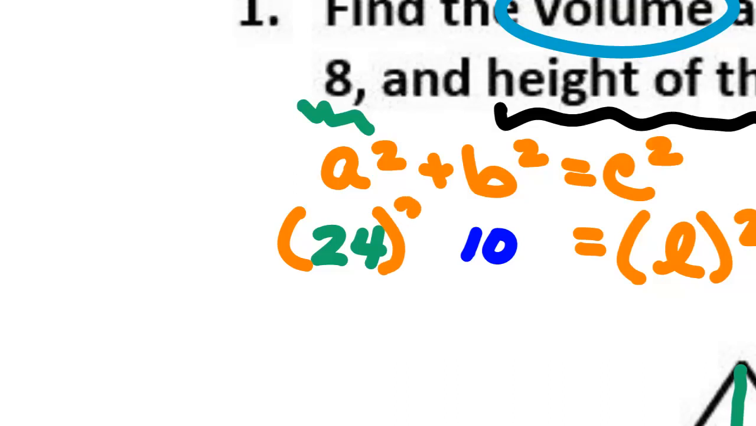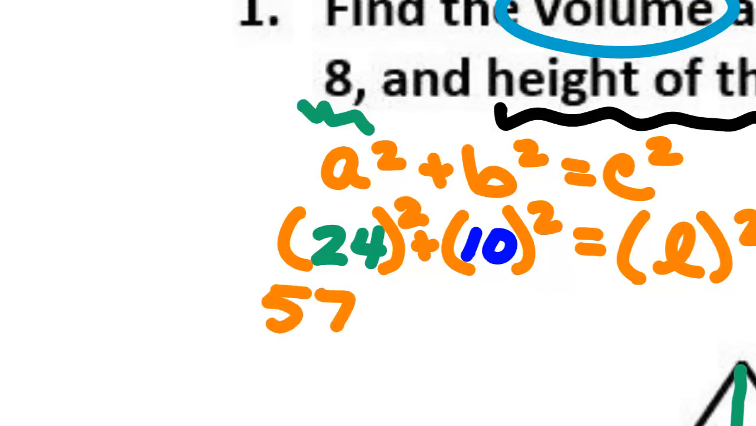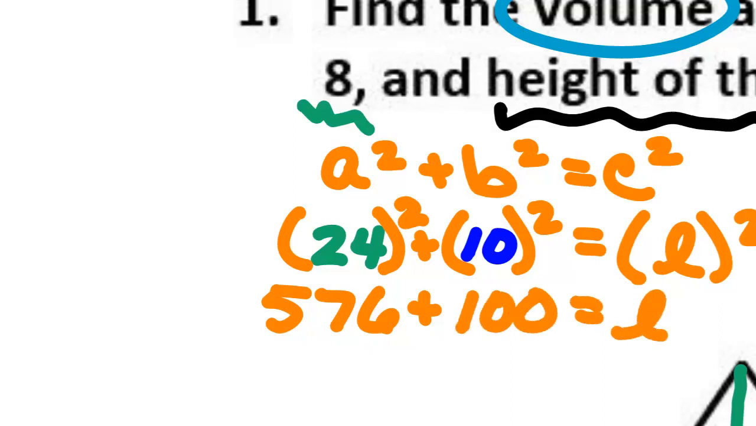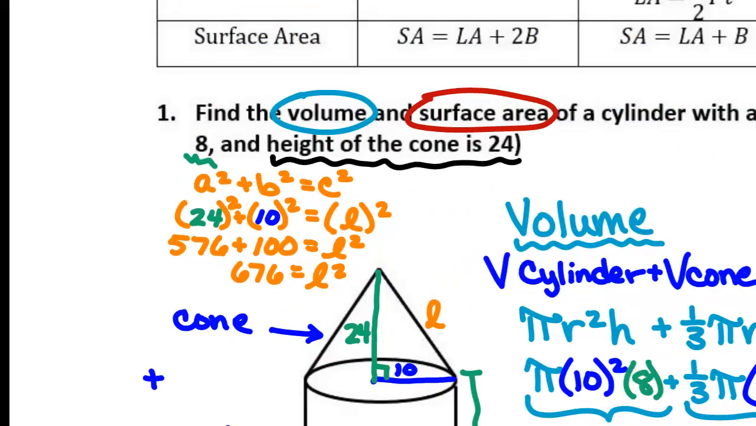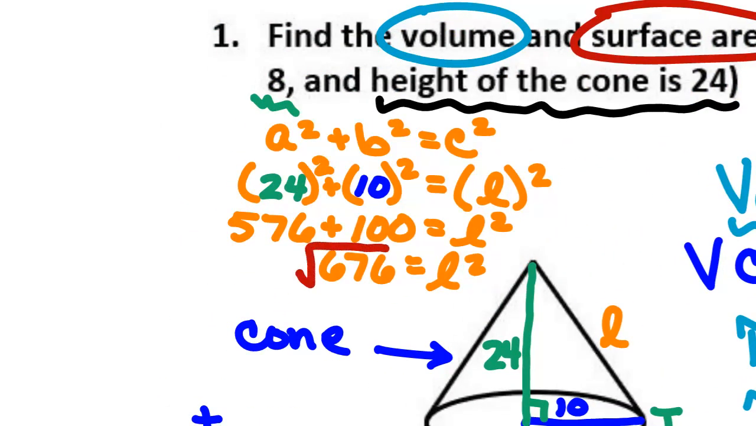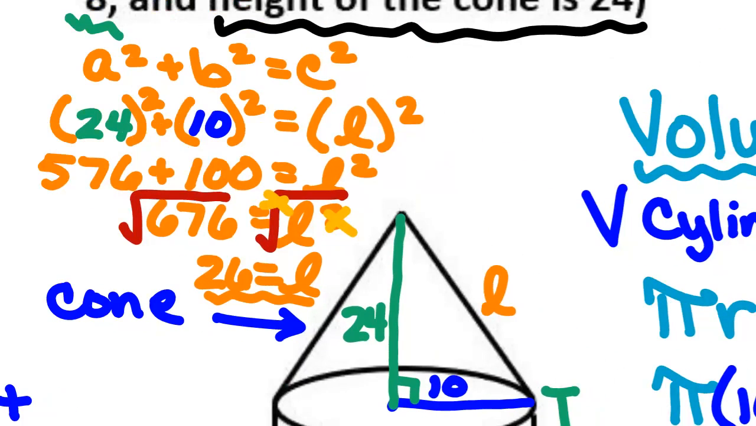We're going to take those and square them. 24 squared plus 10 squared. What is 24 squared? 576 plus 10 squared? 100 equals slant height squared. So 676 equals my slant height squared. And then I'm going to do a square root of both sides. Does the square root of 676 come out pretty? 26. So 26 for my slant height. So we're going to go substitute that in now.